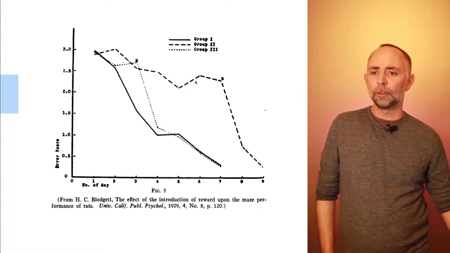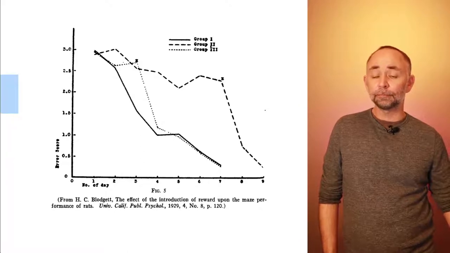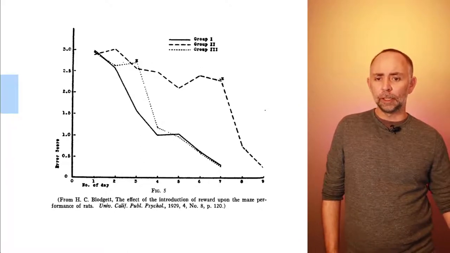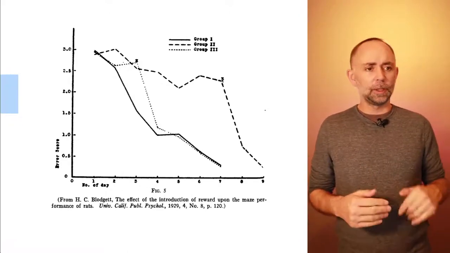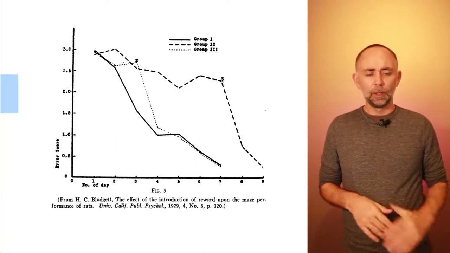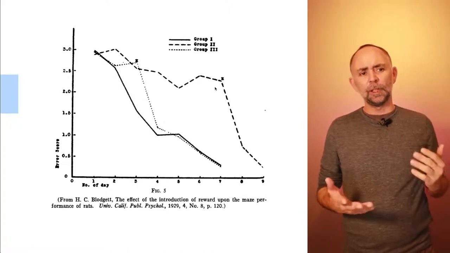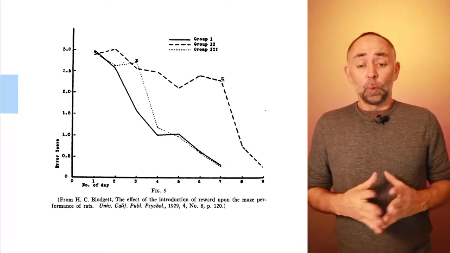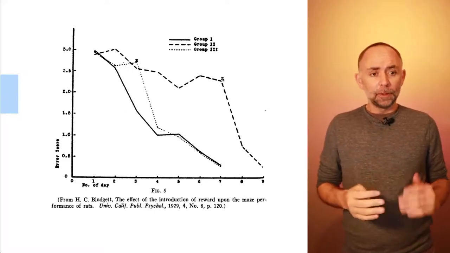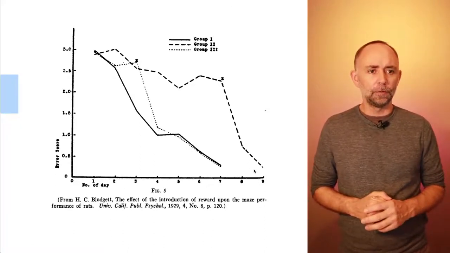The dashed line is something similar. So this is group three here. For many days, up until day seven, this group of rats received no food reward. They're just allowed to run around the maze. And the number of errors they make goes down a little bit, but it doesn't really go down that much. At the point where the X is, that's when they were rewarded with food at the end. And what happens? Errors drop right to the floor, almost immediately.